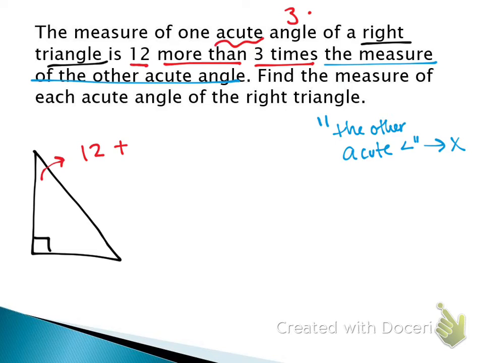If you want to note that for a second, I won't move on yet. We're going to call the other acute angle X. So going back to our current, it is 12 more than 3 times the measure of the other acute angle. So 12 more than we got, but we want 3 times the other acute angle. So 3 times the other acute angle will look like 3x, because it is 3 times the other acute angle.